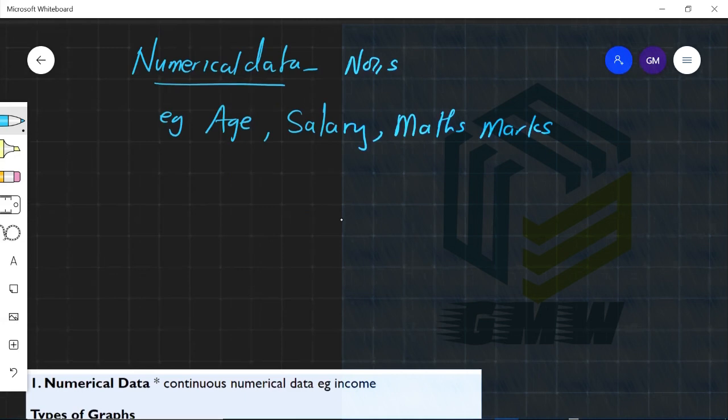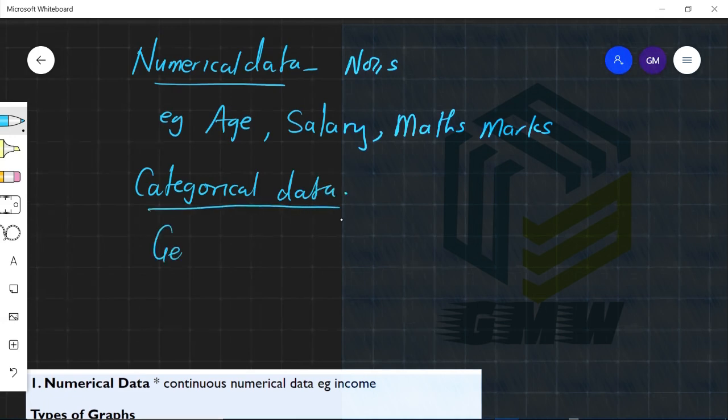Then we have what we call categorical data. It means this is data that is in categories. For example, gender.